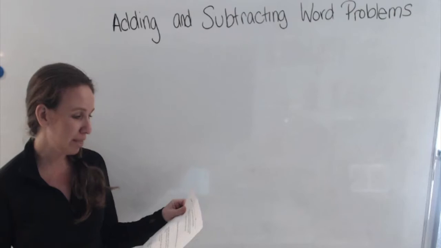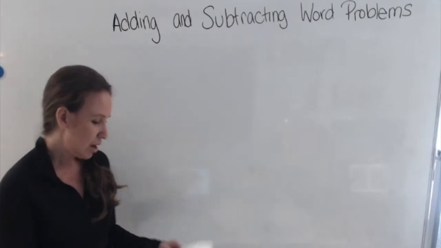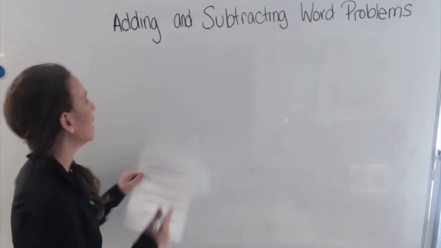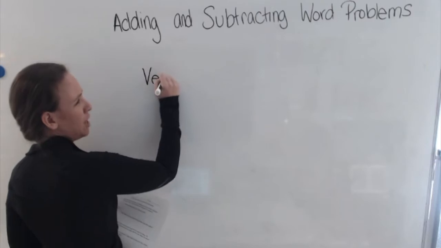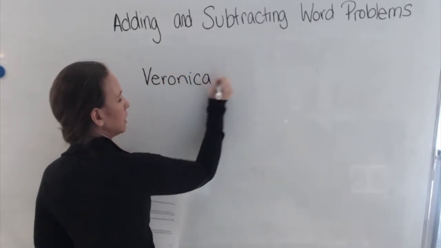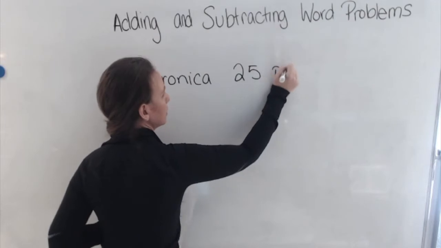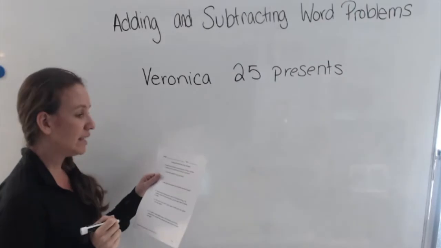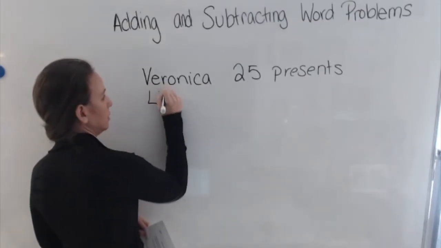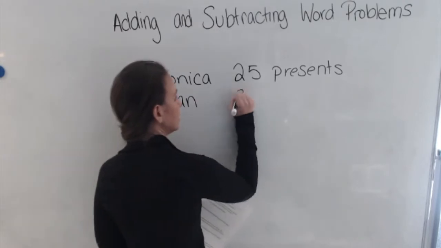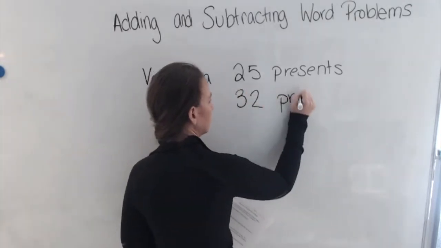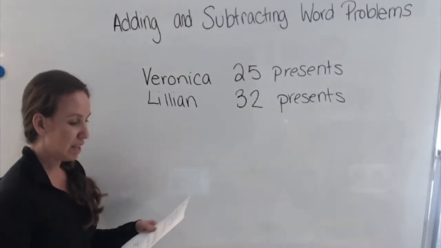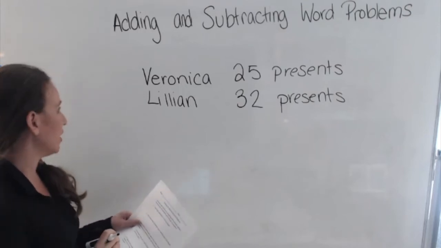Question 1 should start with Veronica and Lillian. Veronica and Lillian are celebrating their birthdays together. Veronica got 25 presents. So let's underline that. Lillian got 32 presents. Then it says, how many presents in total are there?